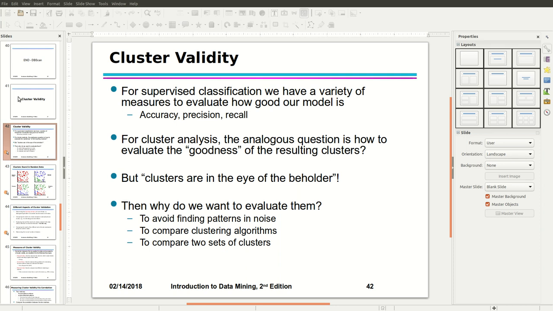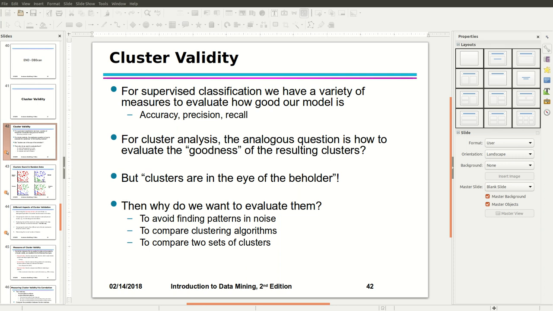For supervised classification, we have a variety of measures to evaluate how good our model is, because we have a reference point and then we can check what we got against the reference and come up with accuracy, precision, or recall. But cluster validity for unsupervised clustering is a bit challenging, and it can also be left to the person who actually did the clustering. Therefore, we call this eye of the beholder.